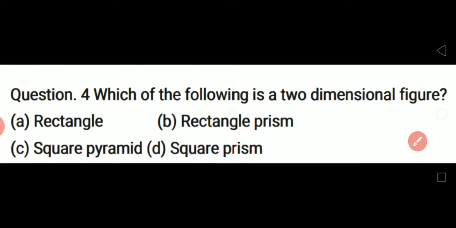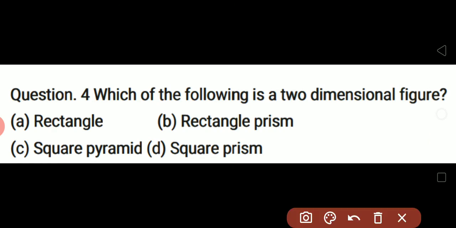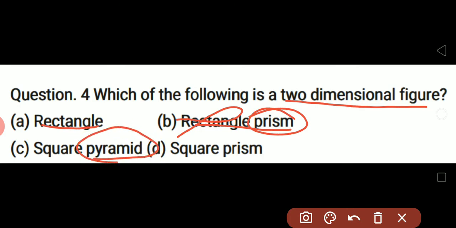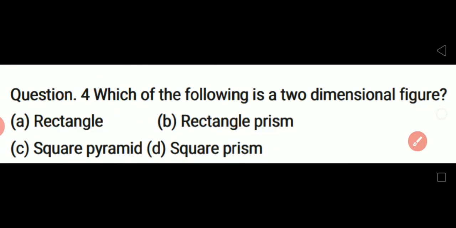Let us come to the next part. Which of the following is a two-dimensional figure? Right, rectangle, yes, it is a two-dimensional figure. A rectangular prism, a prism is a solid, and any solid must have more than 4 faces, so it is not. A square pyramid, a pyramid is also a solid, and a solid must have more than 4 faces, so it is also not. Square prism is also not, so rectangle is a 2D figure.